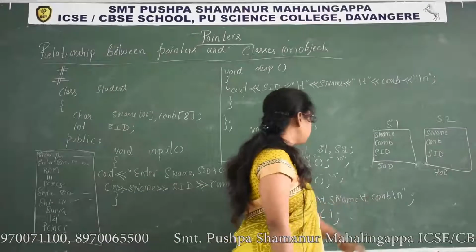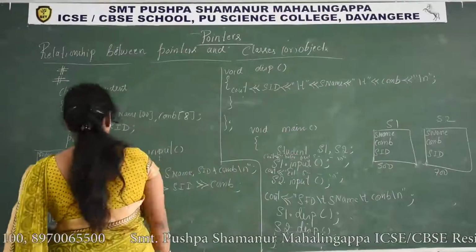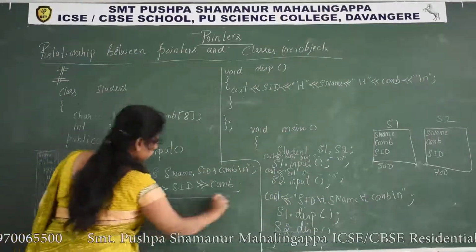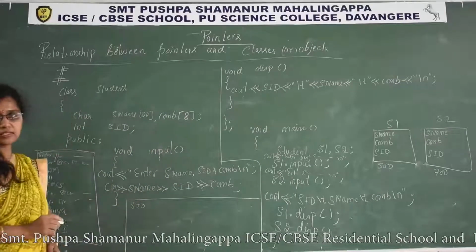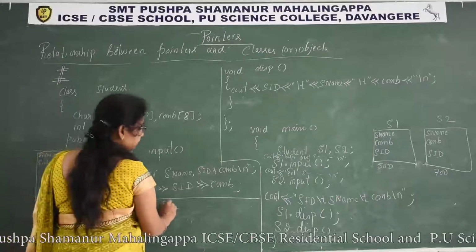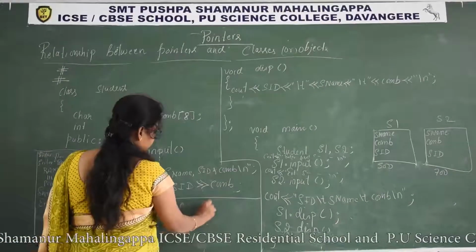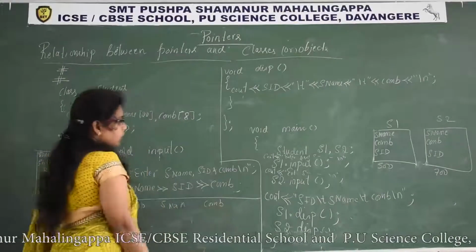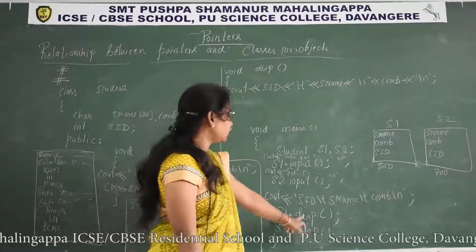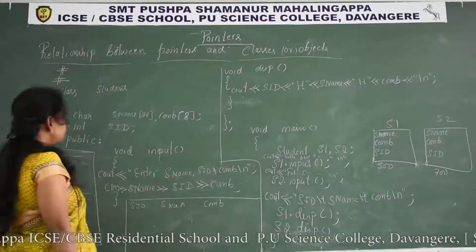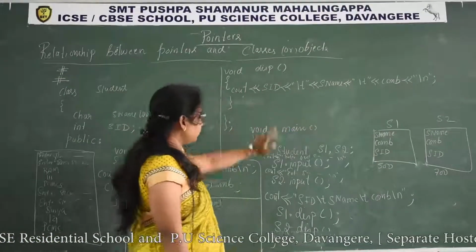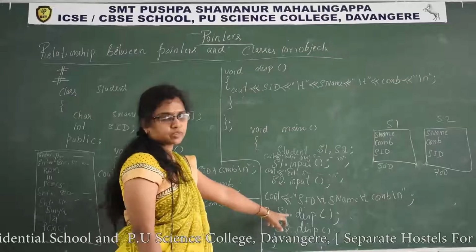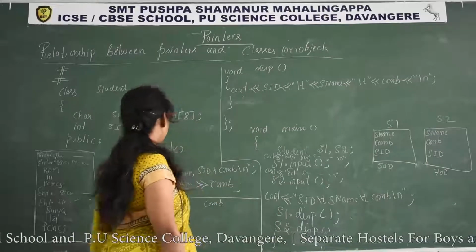Now this statement will be displayed on the screen. SID, the output will continue here. SID, after that \t is there, then S name, then combination. Now what is the next instruction? S1.disp. S1.disp means this display function will be invoked. Which object is calling? S1 object, so it has to display the values from S1.